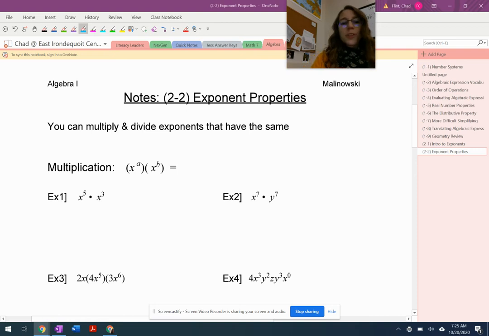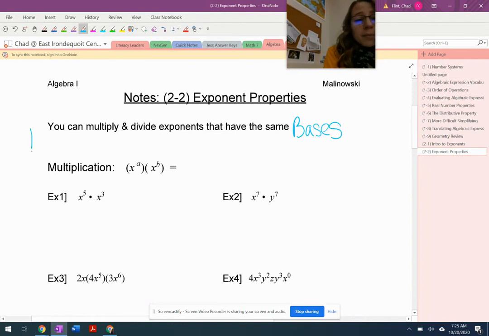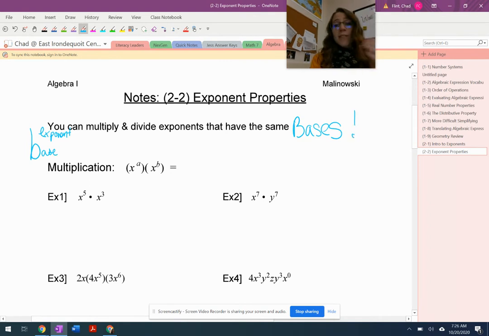Good morning, algebra students. We're looking at our lesson 2-2 today, exponent properties. So our first little line here says that you can multiply and divide exponents that have the same bases. And so remember, when we're talking about bases, we're talking about that base that's being raised to some exponent. They must have the same bases. If they don't have the same bases, then you cannot simplify them.